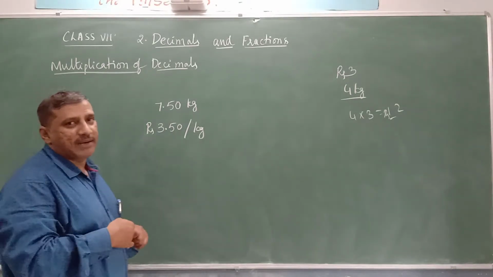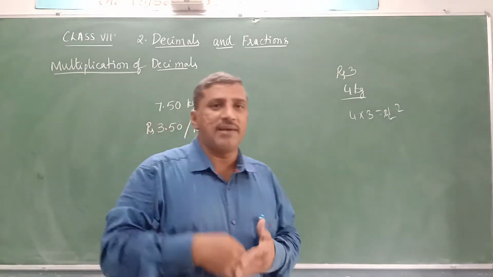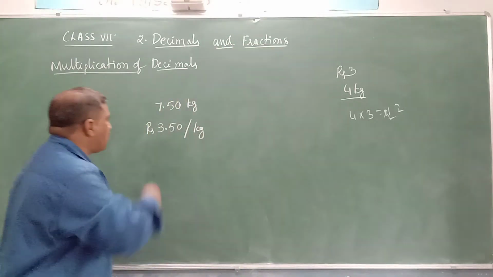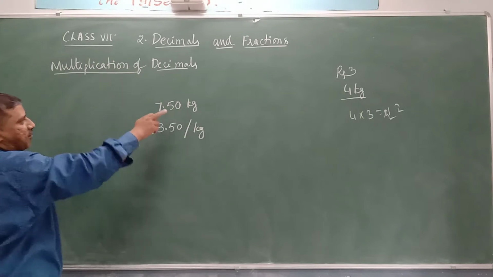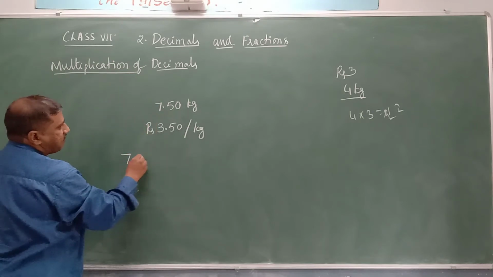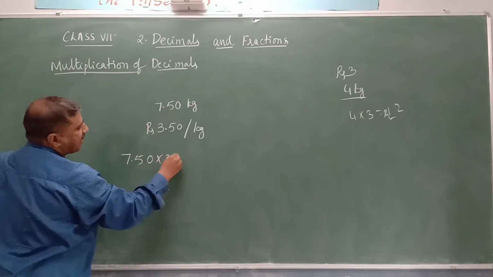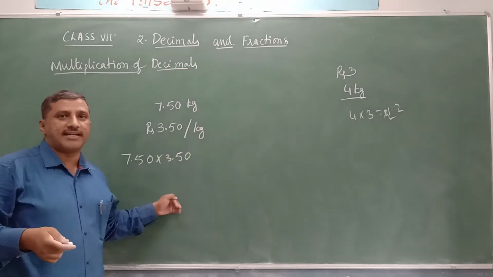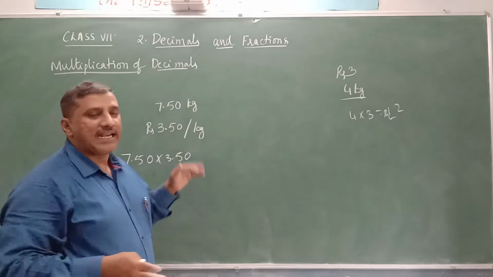How do we multiply them? So here a multiplication situation arises. How do we multiply? What will we do? We have to multiply 7.50 with 3.50. They are to be multiplied. How will we multiply? We will discuss now in detail.